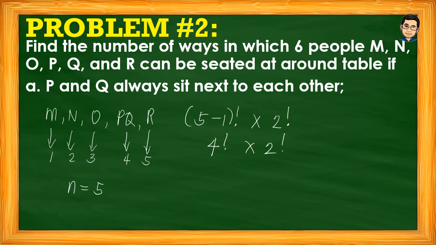So, 4 factorial is 4 times 3 times 2 times 1, and that is 24. And then times 2 factorial, that is 2. So, 24 times 2, that is 48. So, ibig sabihin, meron po tayong 48 ways para i-arrange yung 6 people na yan wherein P and Q always sit next to each other.